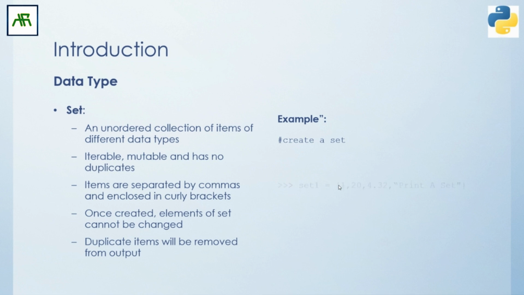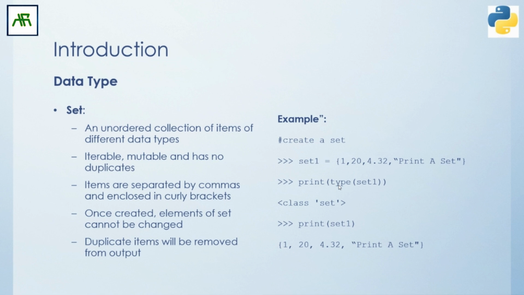A comment, create a set set1 equal to, in curly brackets, a number, another number, both are integers, third number being float, and a text within quotes. When you print the type of the set, you will have the type as set. And if you want the actual values in the set, just print the set and you get the actual values in the same format that is assigned with.